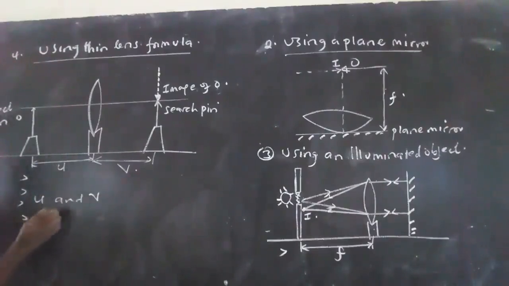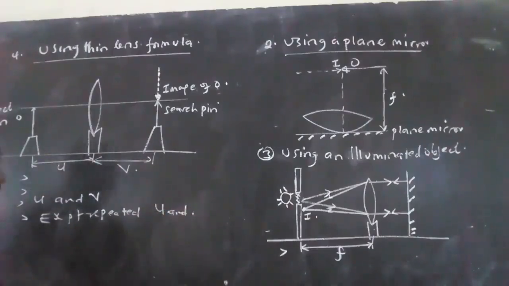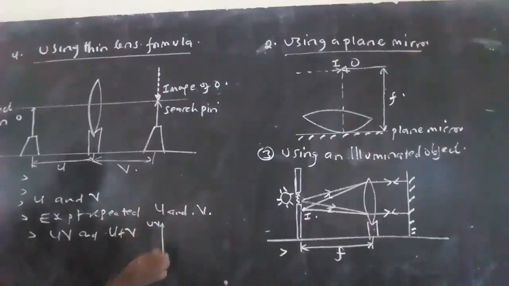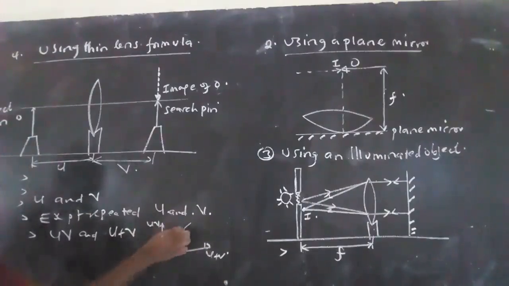Then the experiment is repeated for different values of u, and corresponding values of v obtained. The results are tabulated, including values of u, v, and u plus v. Next, a graph of uv against u plus v is plotted, and the slope f is calculated. And this slope f is the focal length of the lens used.